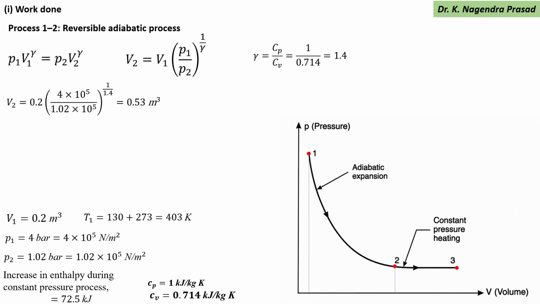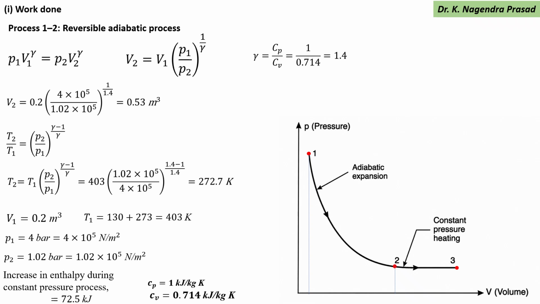Next we determine the final temperature in process 1 to 2. The initial temperature is given as 403 Kelvin. We know the relationship between temperature and pressure, that is T2 by T1 equal to P2 by P1 whole to the power gamma minus 1 divided by gamma. Substituting all these values, we will get T2 equal to 272.7 Kelvin. So in process 1 to 2, we know the initial values of the pressure, volume and temperature, and moreover we know the final pressure, volume and temperature.